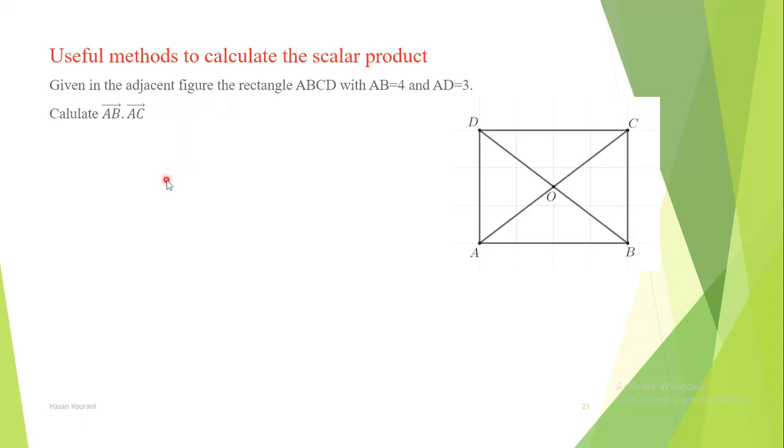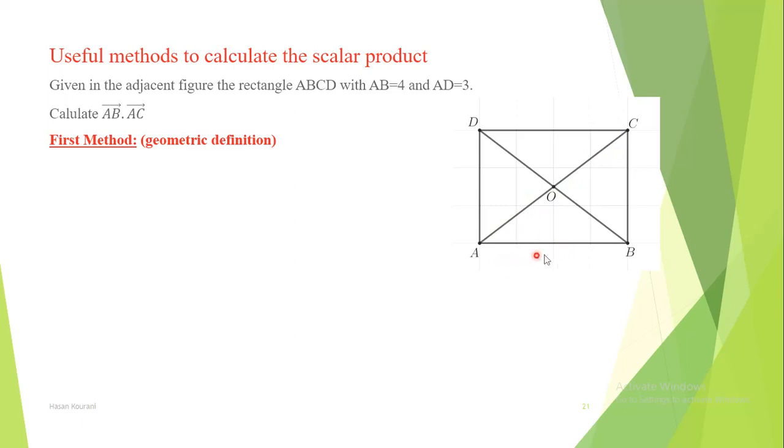In fact, we are going to see three different methods. The first method is directly from geometric definition. Probably you are asking about, in geometric definition, we need the length of AB, and it is given. The length of AC, we can easily find it.